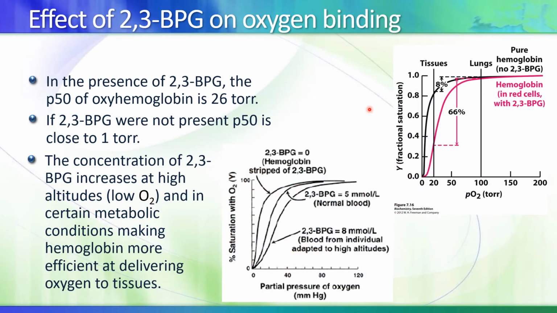And 2,3-bisphosphoglycerate, what it does is that it shifts the curve to the right again. So it reduces the affinity. So note here, you have different concentrations of 2,3-bisphosphoglycerate. Here you have none at all.